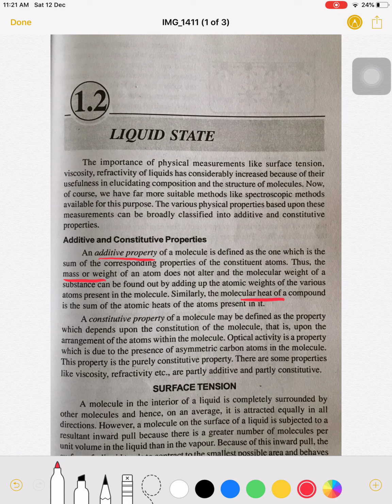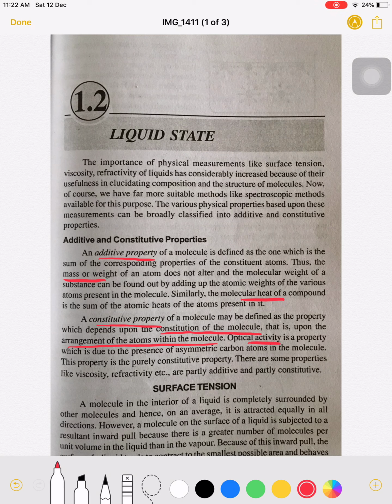The next property is a constitutive property of a molecule. A constitutive property of a molecule may be defined as the property which depends upon the constitution of the molecule. Constitution of the molecule means the arrangement of atoms within the molecule, how the atoms in a molecule are arranged with each other. So that arrangement of atoms decides the constitutive property of the molecule. They have given an example here.